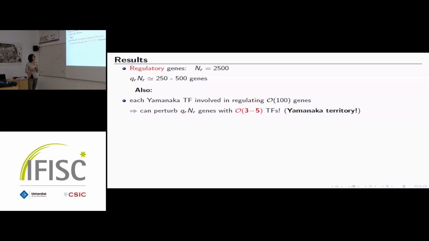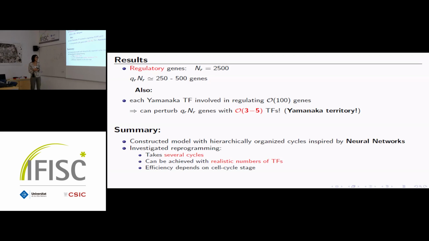Okay, so perhaps it's a good time to make a small summary of this first part. So far, we have constructed a model with hierarchically organized cycles. We have investigated reprogramming within this paradigm. We have seen that it takes several cycles to de-differentiate a cell from daughter to mother, and it can be achieved with a realistic number of transcription factors. We also saw that the efficiency of this transition depends on the stage of the cell cycle you're at. So this model was nice because it suggested a natural target for this experiment.